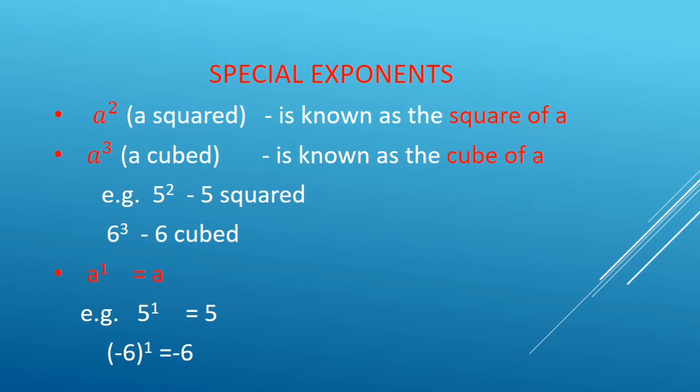Similarly, we have exponent with power 1. An exponent with power 1 will give the same value of the base. That is, a to the power 1 is equal to a. For example, 5 to the power 1 is equal to 5. Minus 6 to the power 1 is equal to minus 6, etc.